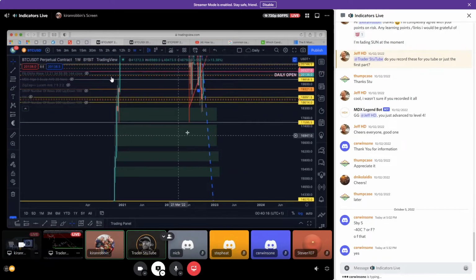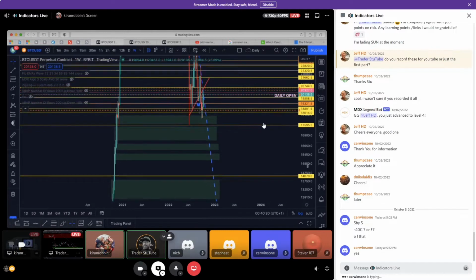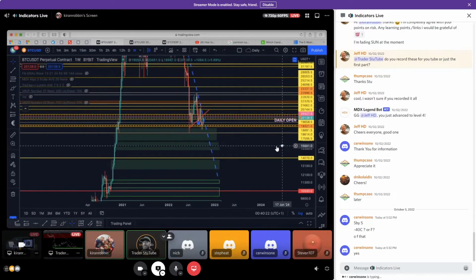Okay. What do I see here? Can you see BTC perpetual, the weekly? I see your blue dotted line. Probably a flagpole, if I'm not mistaken. Or no, that's your downtrend line.